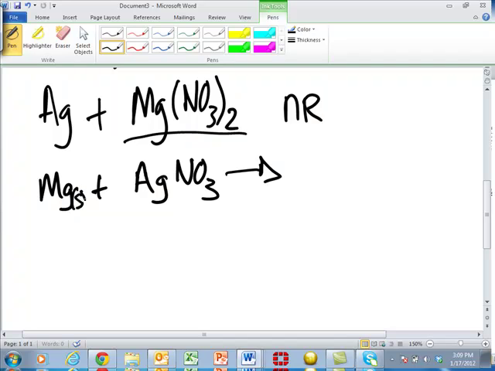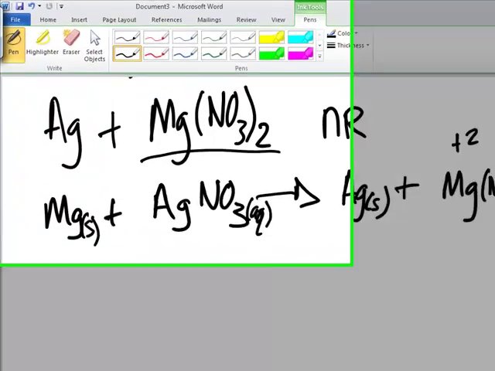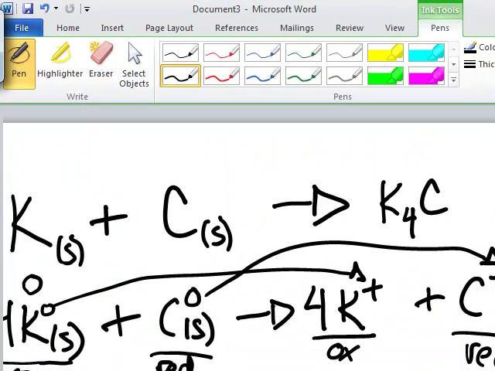so we start with solid magnesium here and aqueous solution here. We end up with solid silver, because we know it's solid at room temperature when it's by itself, plus magnesium nitrate. Now magnesium is a +2, nitrate's a -1, so we're going to need 2 nitrate ions to balance it.